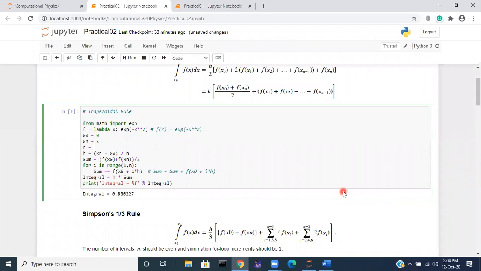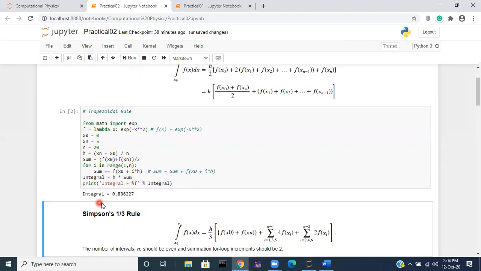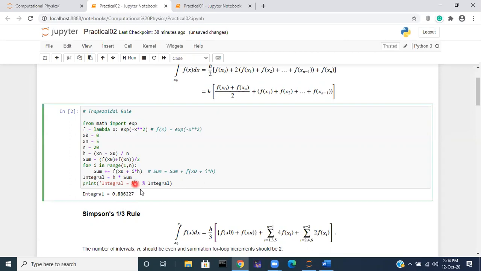For 20 equal intervals, we change n. If you want to calculate this for 20 equal intervals, n equal to 20, and run. The integral is 0.886227. Suppose we want up to 9 decimal places, then we write 0.9f.